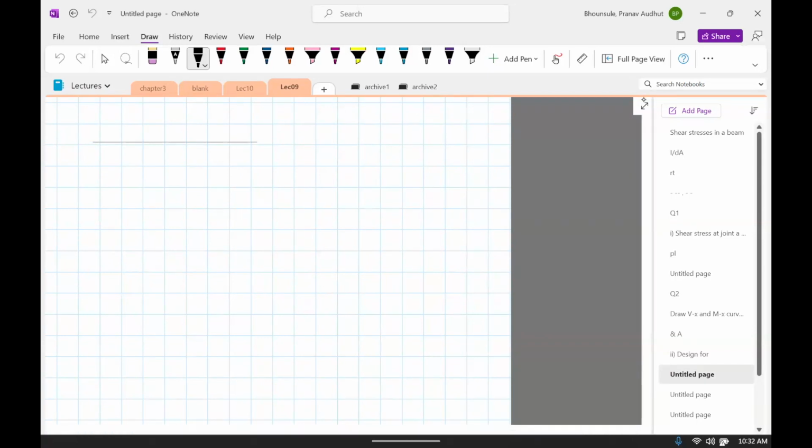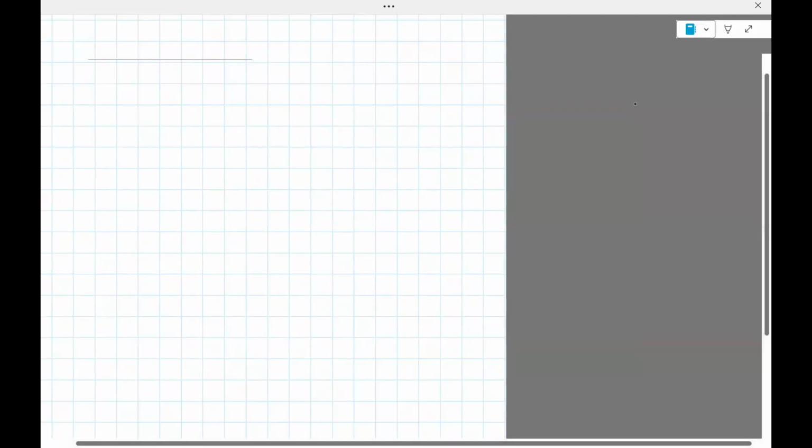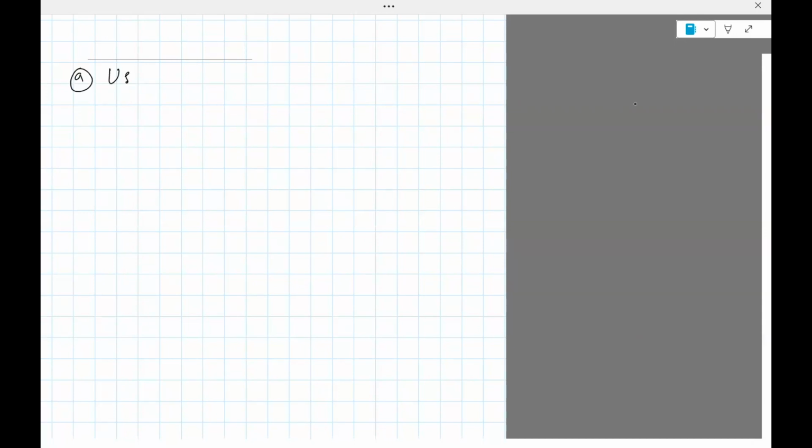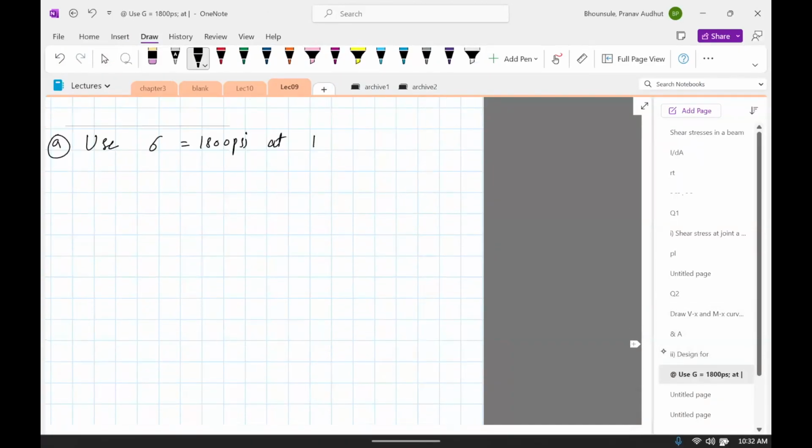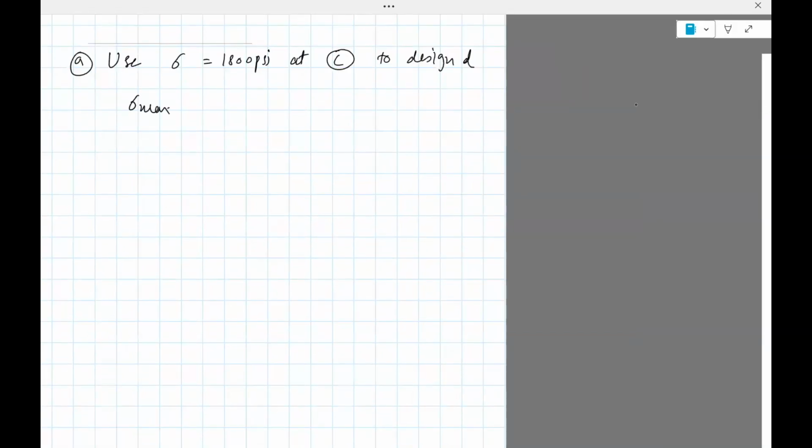I think this is a good problem because it shows you the iterative nature of design. This is actually two steps, but many times it's more than just one check. So let's do step A. Use sigma equal to 1800 psi at C, sorry, at C, to design D. This is as simple as taking this formula, sigma max equals, I think we wrote that down as 6M over B D squared. Sigma max is 1800 psi.